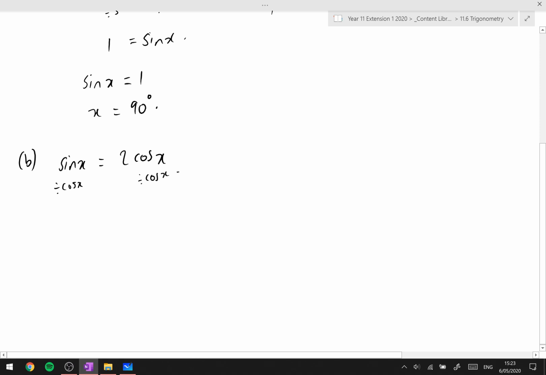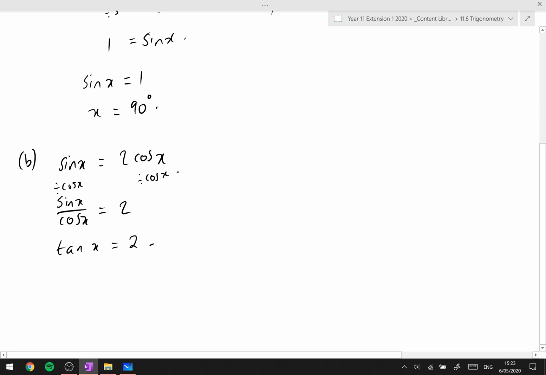Okay, so what happens when we do this is the cos of x cancels on the right-hand side, and on the left-hand side we have sine of x divided by cos of x. Now, we remember that sine of x divided by cos of x, using our trig ratio identity, is just equal to tan of x. And tan of x is equal to 2.